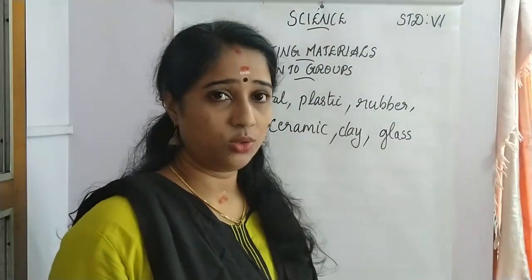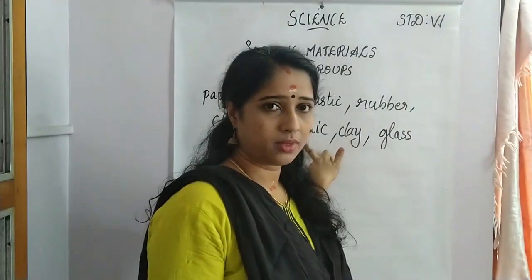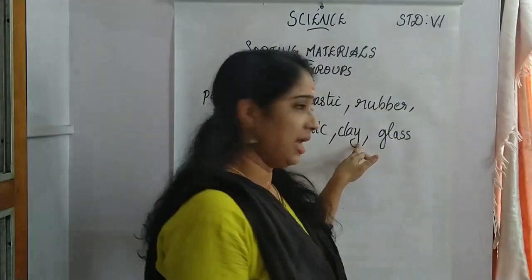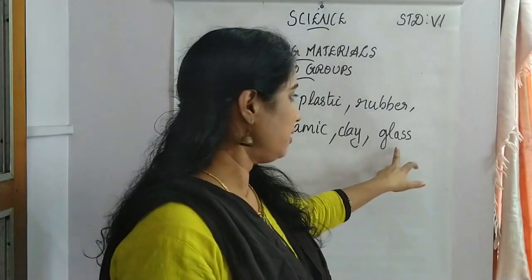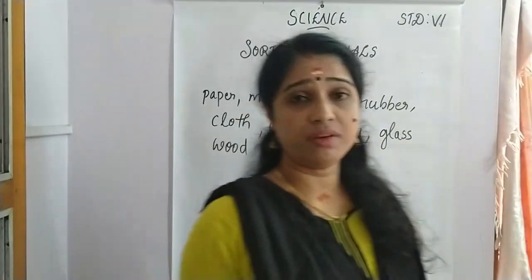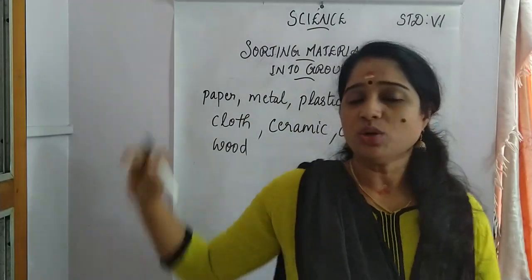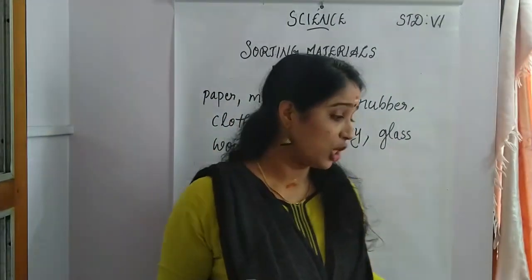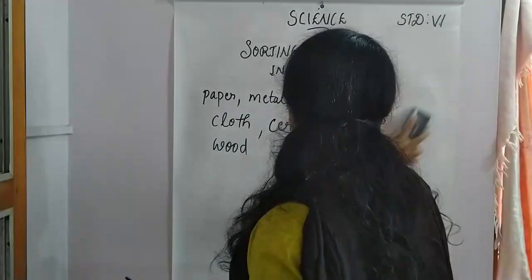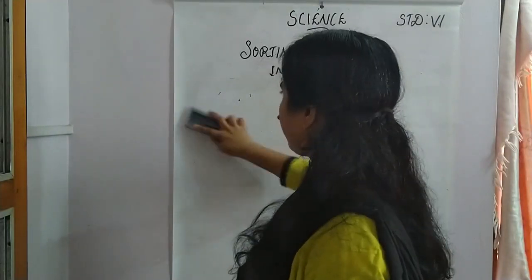Cloth, of course, is your dress that we wear. Ceramic is a type of clay that we will discuss later. Then clay: you all know clay pots. Then glass, so many things are made up of glass. And wood, of course, you are all familiar with different types of wooden materials, doors, windows, etc. These are examples of materials that we use for making objects. Clear?